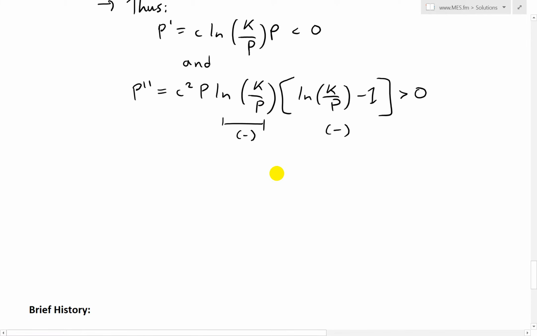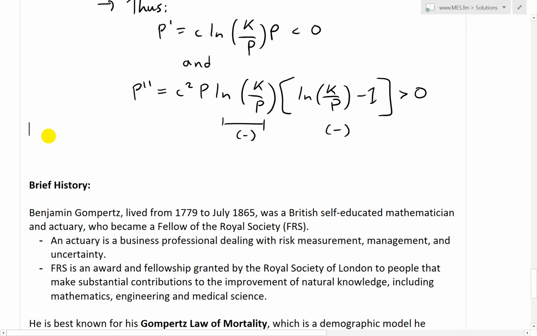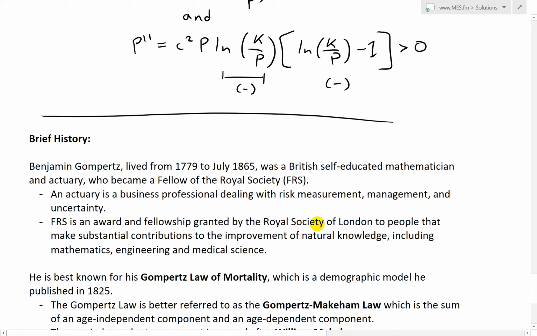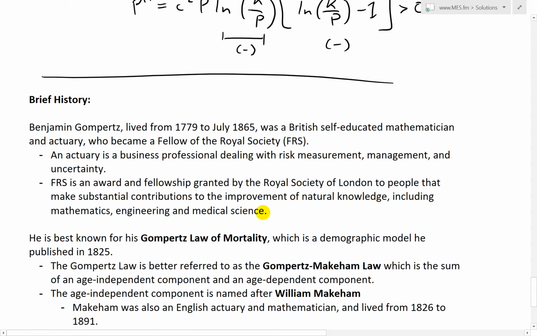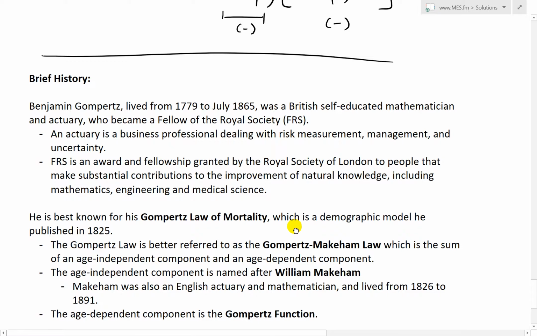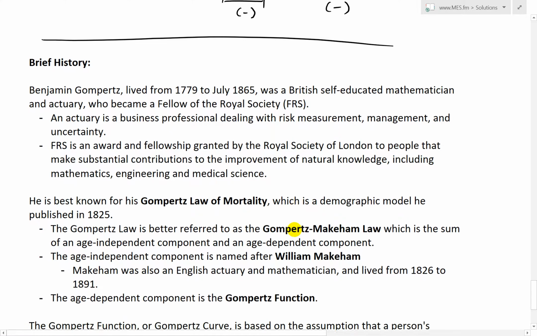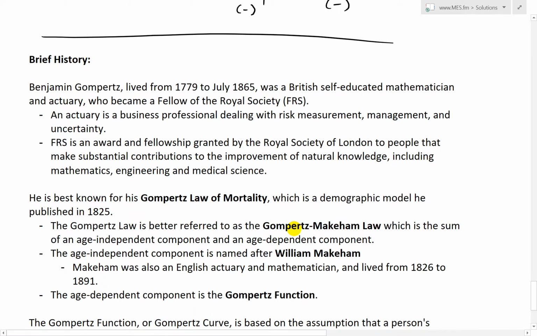But now what I want to go through is a brief history. I'll delete this empty space. Let's go over a brief history on Benjamin Gompertz. This is something I usually do whenever dealing with a formula that was invented by a famous mathematician, or historian, or physicist and biologist, etc. It's pretty good to get a better idea of who's coming up with these interesting math formulas and concepts.